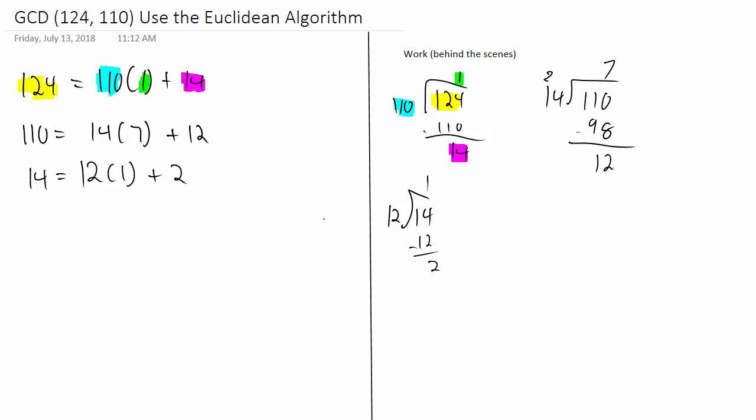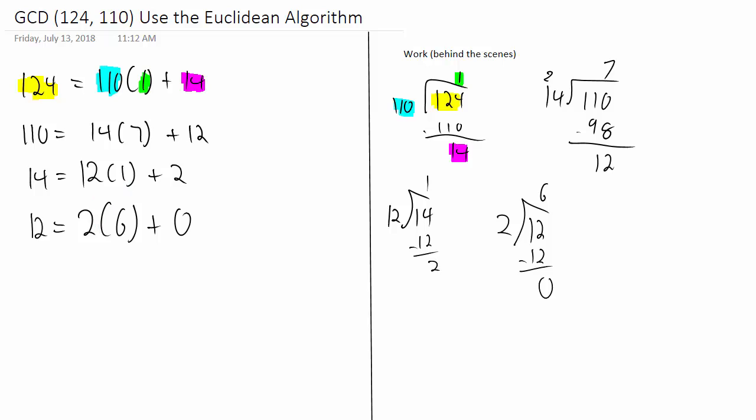Now divide the big number by the small number. So divide 12 by 2. 2 goes into 12 6 times. It goes in evenly with a remainder of 0. So 12 is equal to 2 times 6 with a remainder of 0.